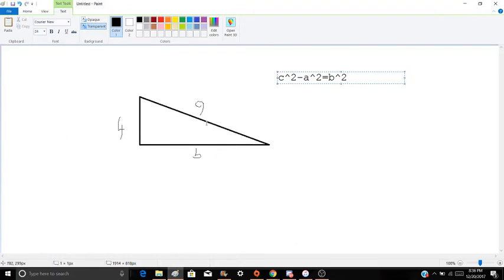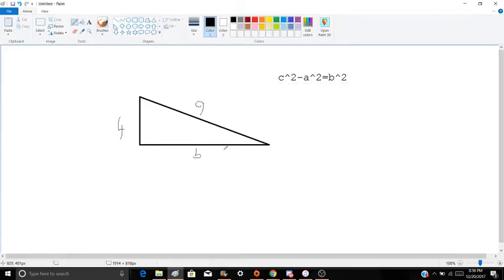So let's solve this. 9 squared is 81. 81 minus 4 squared, which is 16. So what's it going to be? That's going to be 65. So b squared, gotta remember, this is what b squared equals, 65.